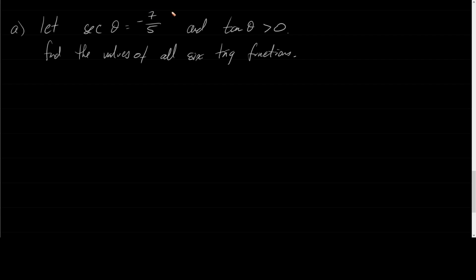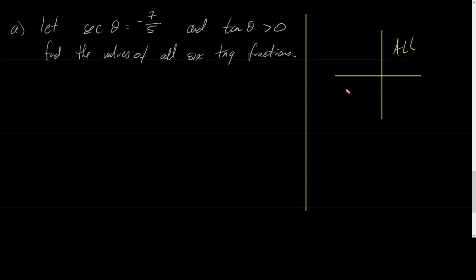I'll do that on the side here. If I'm given this coordinate axis, we know that in the first quadrant, all the trigonometric functions are positive. In the second quadrant, it is sine as well as cosecant that are positive. In the third quadrant, it is tangent as well as cotangent that are positive. And in the fourth quadrant, it is cosine as well as secant that are positive.